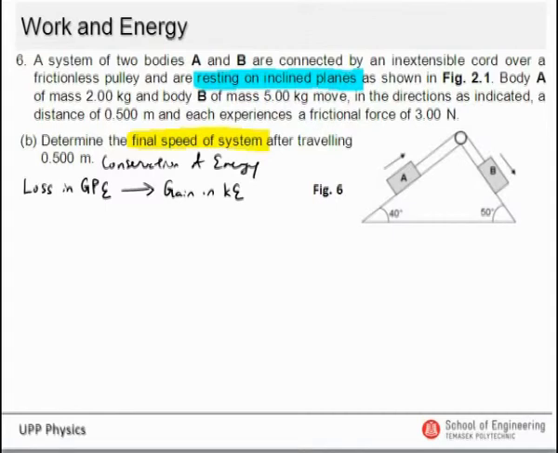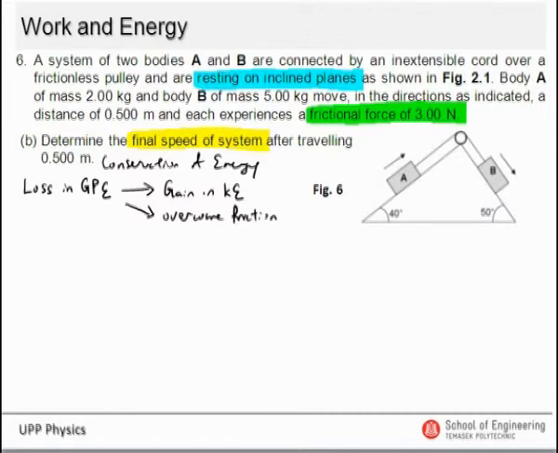The question mentioned there is a frictional force of 3 Newton. So, part of the energy lost in GPE goes to overcome the frictional force. Some of the GPE is used to overcome friction. Therefore, the GPE is converted into two forms of energy. One is gain in KE, the other one is heat produced due to friction.